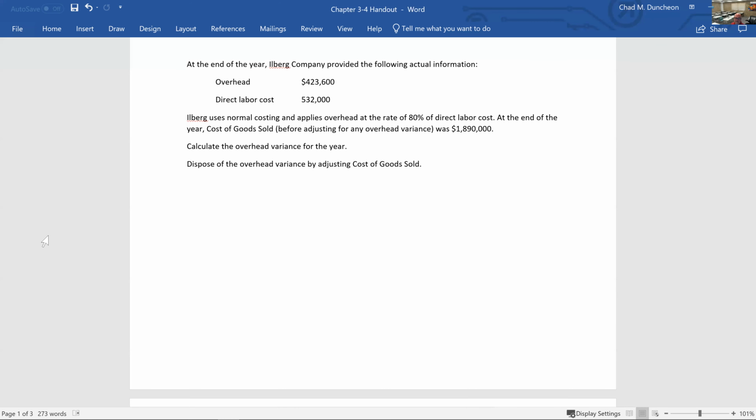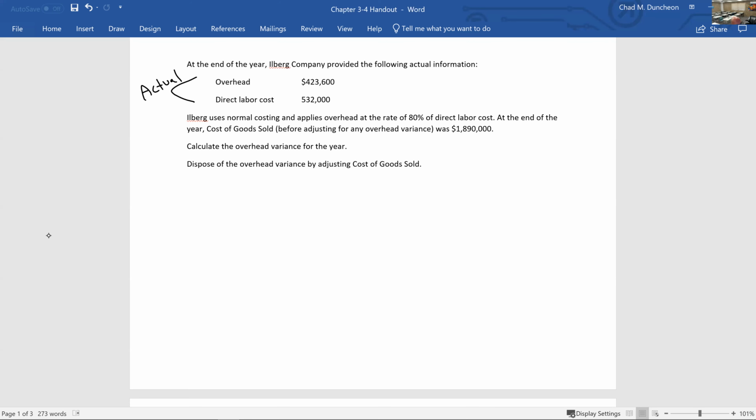All right, so here's the same company. Now we've got to be careful when we read here, because now this is our actual information. It is not what is estimated. It uses normal costing and applies overhead at the rate of 80% of direct labor cost. At the end of the year, cost of goods sold was $1,890,000. Again, that is an actual number. So it says calculate the overhead variance.